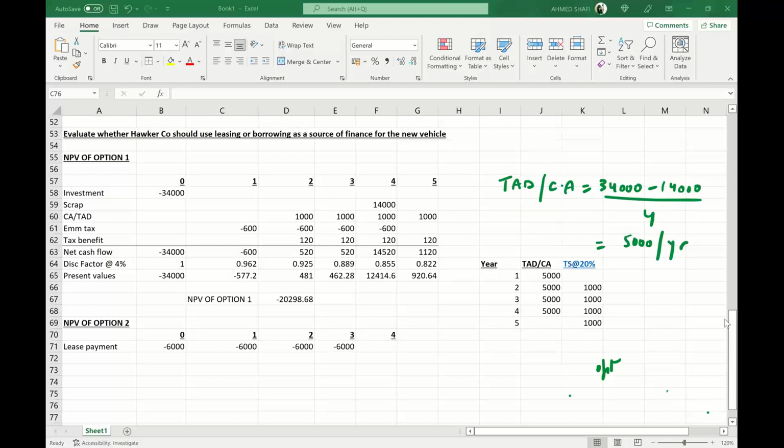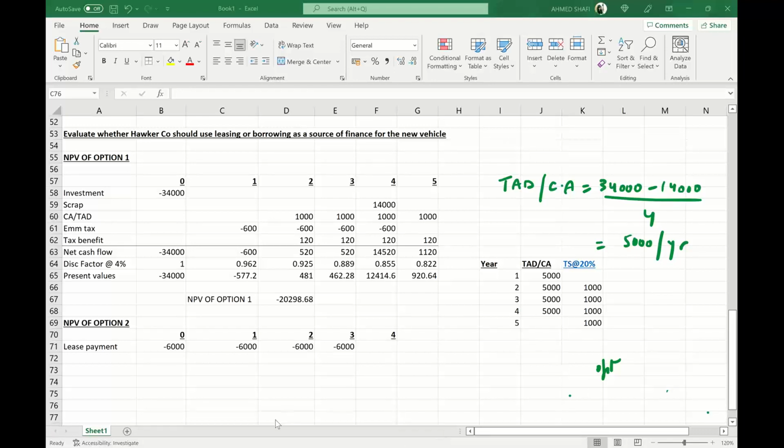But if it states that lease payment is at the start of each year, year 1 lease payment at the start of year 1 should be recorded in 0. Year 2 lease payment at the start of year 2 should be recorded in year 1. Year 3 lease payment at the start of year 3 should be recorded in 2. And year 4 lease payment at the start of year 4 should be recorded in 3.